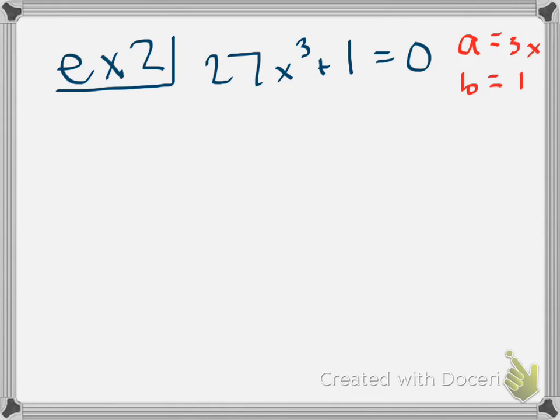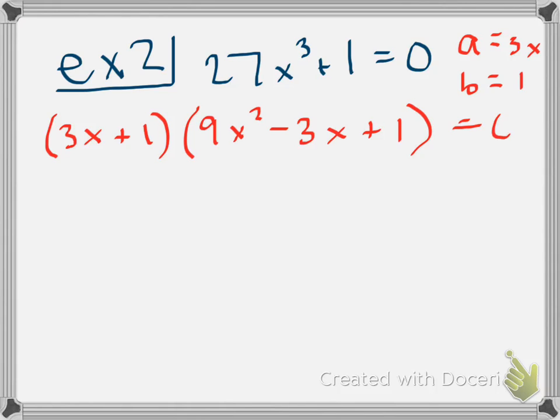So this is the sum of cubes. So I have 3x plus 1, that's my a plus b value, times the quantity of my a squared. So the quantity of 3x squared will be 9x squared, minus a times b, so minus 3x, plus b squared, so plus 1. Now notice it's equal to 0, so I would like you to actually solve. If I check to see if it's factorable, 9 times 1 is 9. Nothing multiplies to be 9 and adds to be negative 3. So this is not factorable. It is still solvable though.